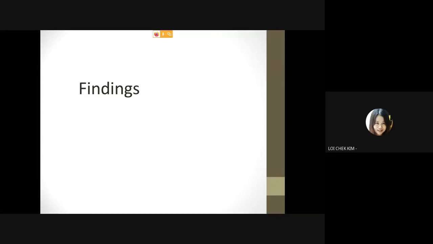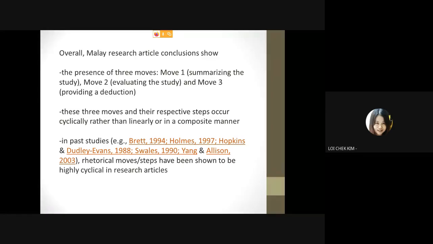Now the findings. Overall, Malay research article conclusions show the presence of three moves. Move one, summarizing the study; move two, evaluating the study; and move three, providing a deduction. These three moves and their respective steps occur cyclically rather than linearly or in a composite manner. Past studies, some examples of which are stated here, show that rhetorical moves or steps are highly cyclical in research articles.